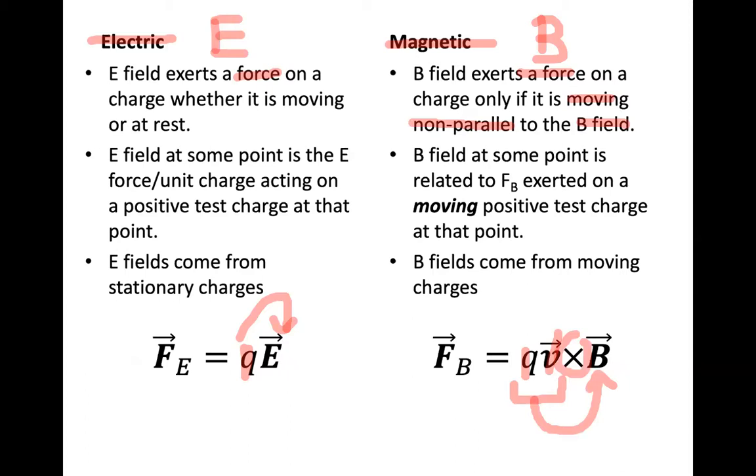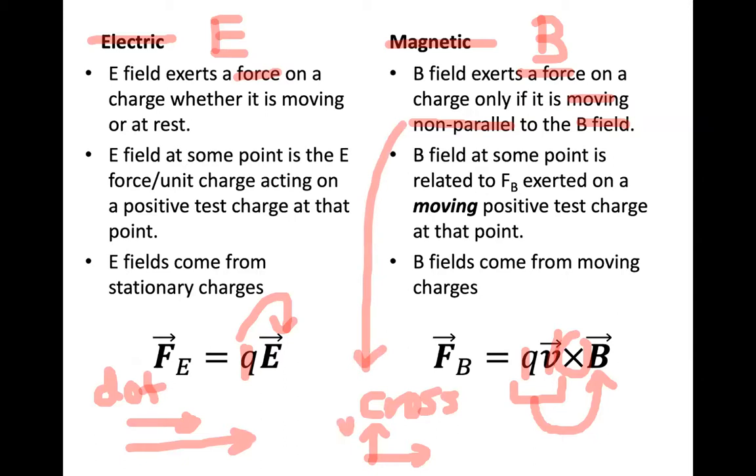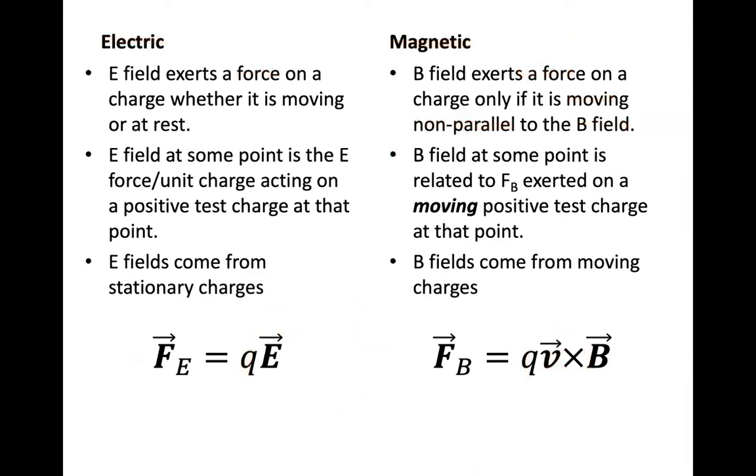A dot product deals with parallel components of the vectors, and a cross product deals with perpendicular vectors. So moving non-parallel means we want the part of the velocity that is perpendicular to the B field. We're going to see all of that. But for now, let's just say, wait a second.